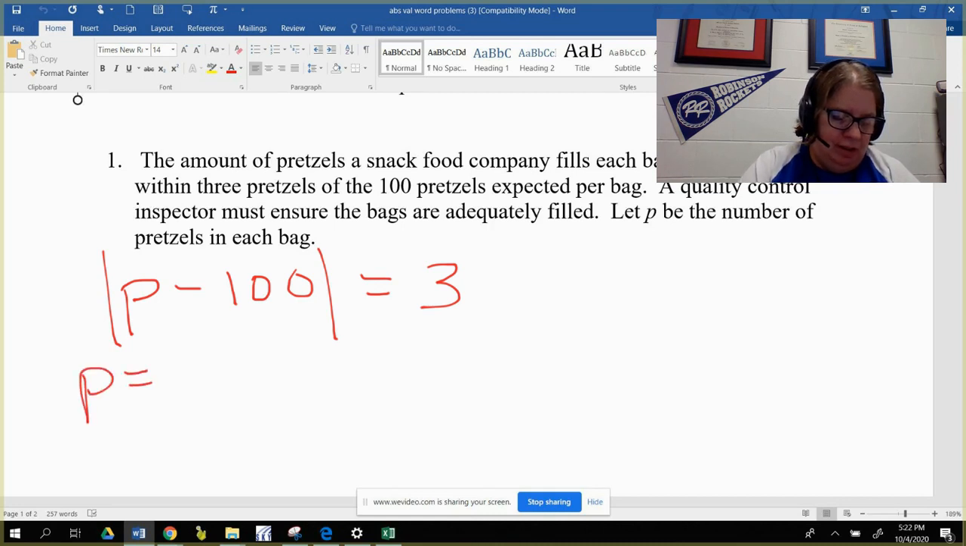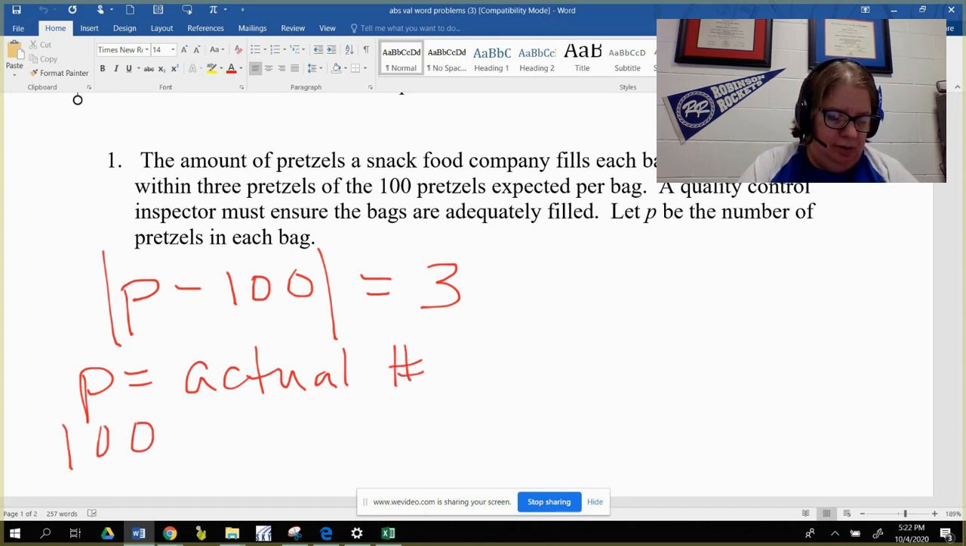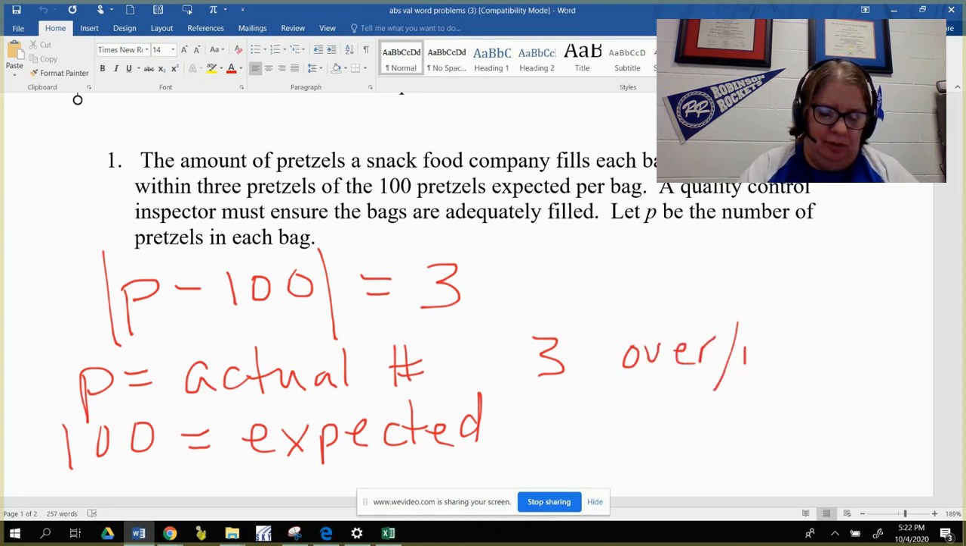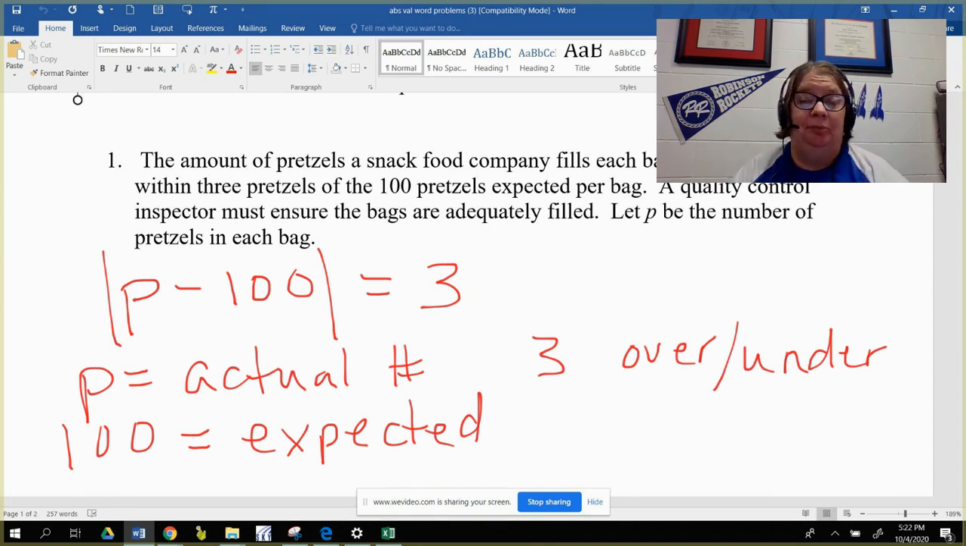So what's P? P is the actual number. What's 100? 100 is the expected number. And the 3 is the over or under. Because we can have as many as 3 over, as many as 3 under, and still meet the guidelines. Okay? So that's one way you can formulate an equation. You take the difference. What math operation indicates difference? Subtract. So we have the difference between the actual number and the expected number equals 3.